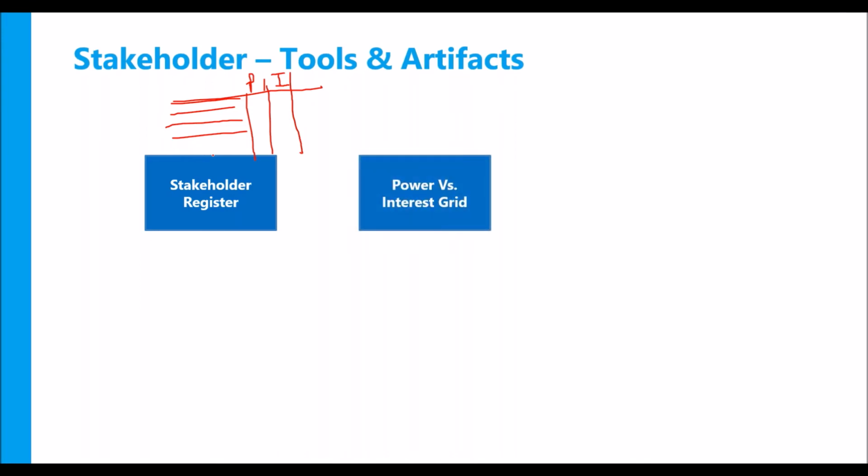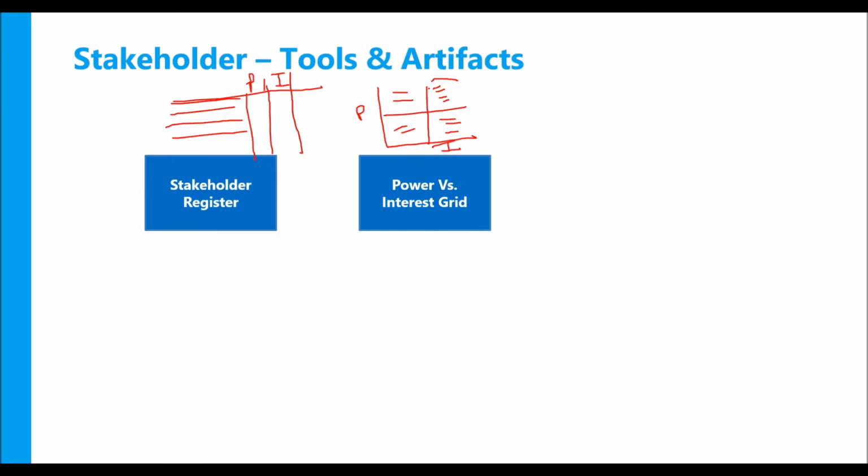Now you can build a power versus interest grid. This is nothing but a quadrant. It is something like this. Your y-axis is your power and your x-axis is your influence. And I can start listing the names of the stakeholders in various quadrants depending on where they are, right?